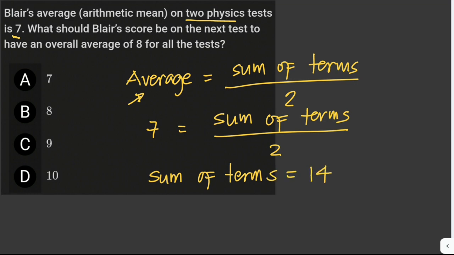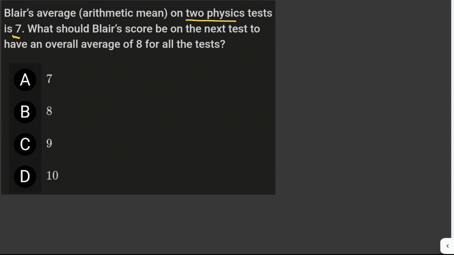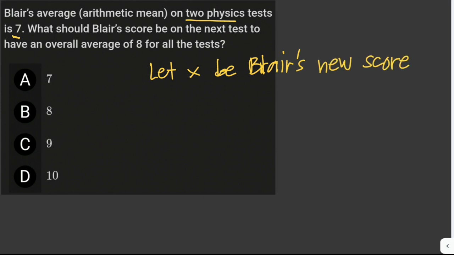Then the question is, what should Blair's score be on the next test to have an overall average of 8 for all the tests? So let's say, okay, we let X be Blair's new score. So we now have 3 terms here. So we just have to add up the sum of the 2 previous terms plus X, which is Blair's new score, divided by 3, and it should be equal to 8.